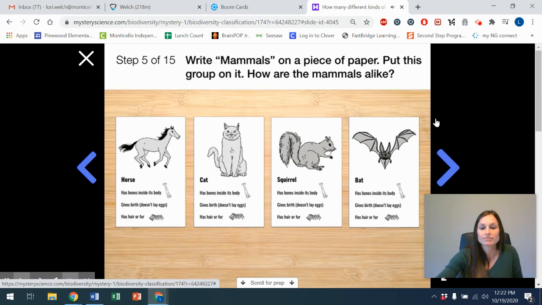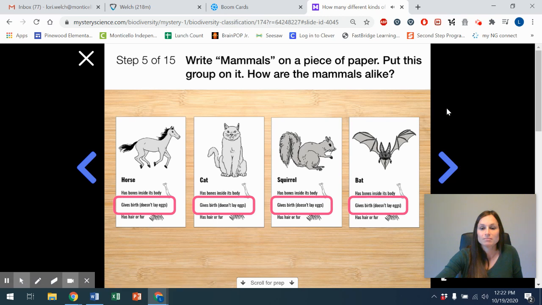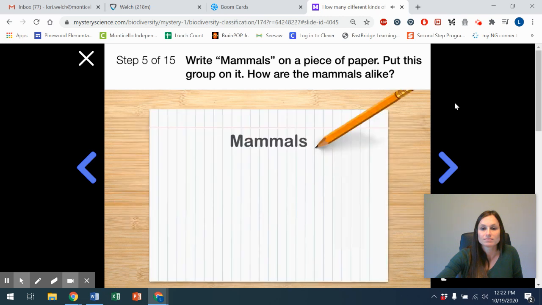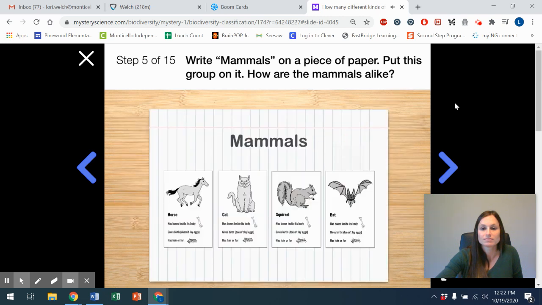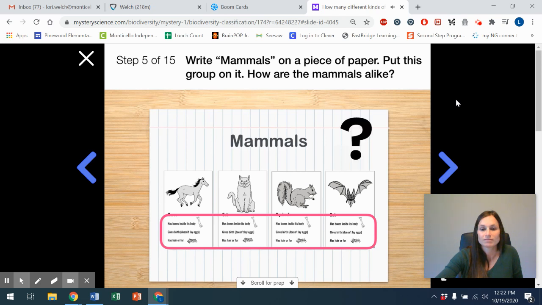Scientists have noticed that animals that give birth instead of laying eggs have a lot of other characteristics in common too. In fact, you might already know what this group of animals is called. Scientists call them mammals. Write mammals on a piece of paper like this. Put this group of cards on it. Then read the cards. In what other ways are mammals alike? And can you think of anything else that's a mammal?